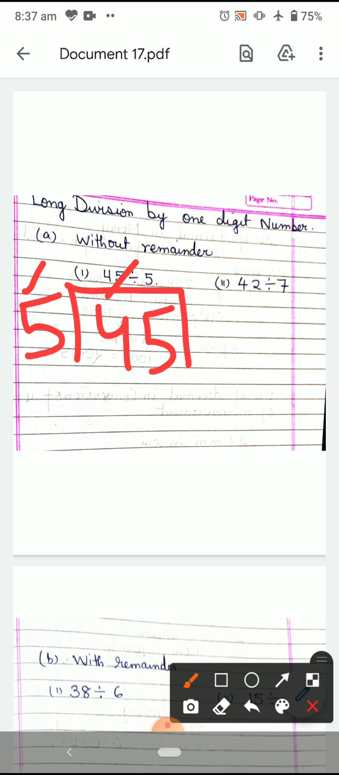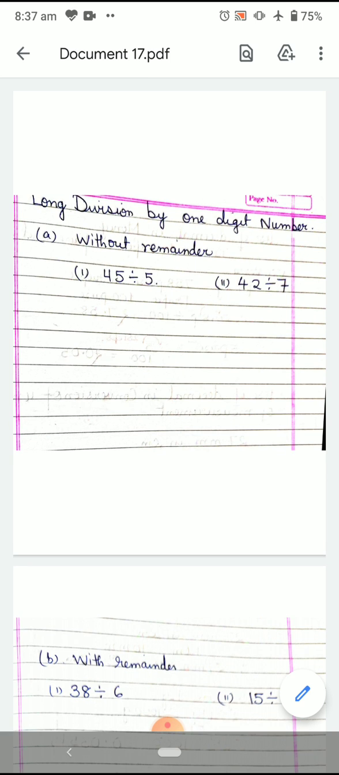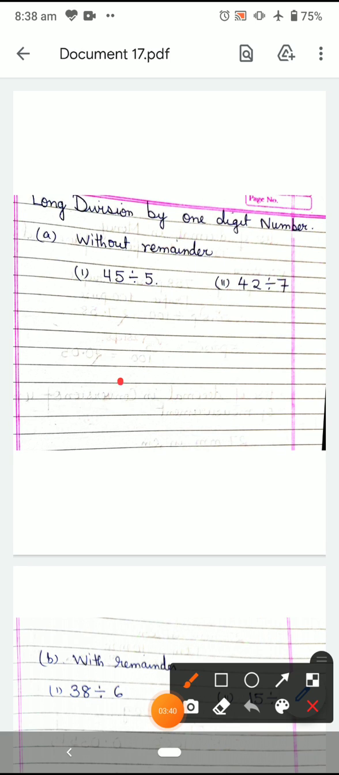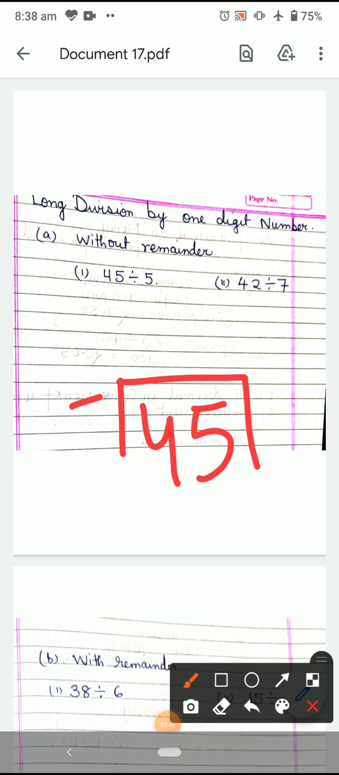Now when the first number is smaller and cannot be divided, then we take two numbers. We take these two numbers. Now it can be very simple. Here we'll get the remainder 0. And now the quotient: 45 divided by 5, then what is the answer? Can we read the table of 5?